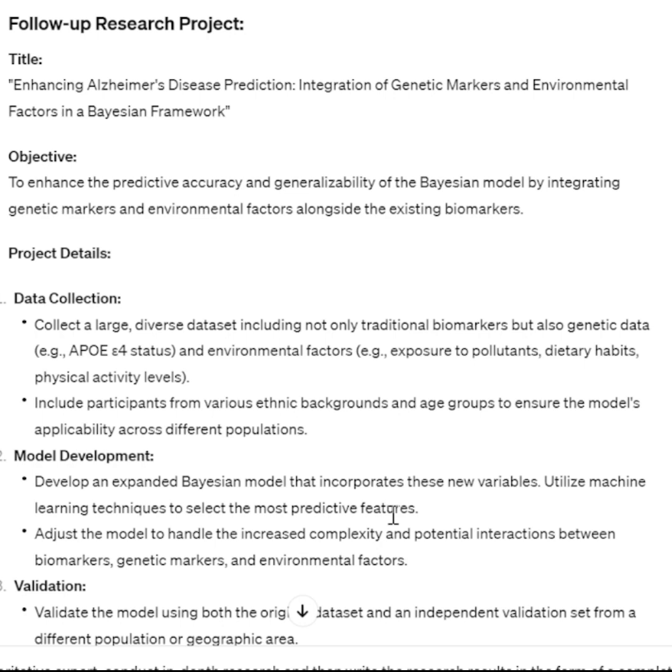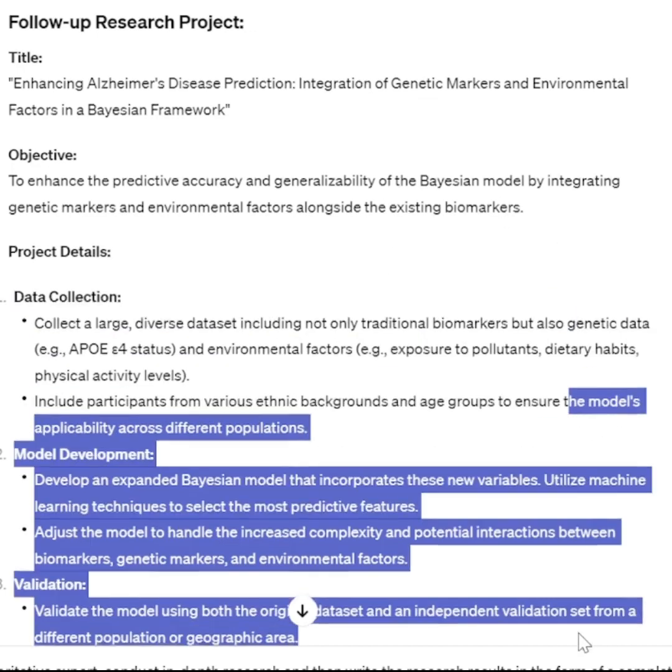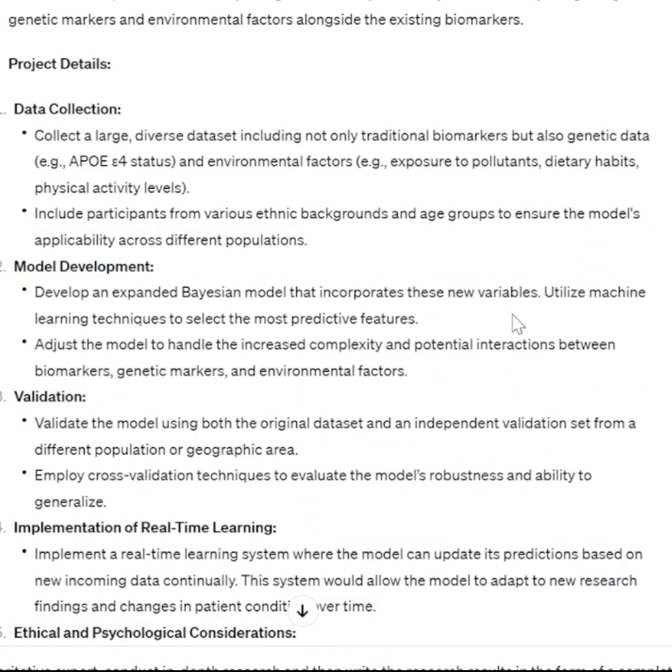Follow-up research project. Title: Enhancing Alzheimer's Disease Prediction, Integration of Genetic Markers and Environmental Factors in a Bayesian Framework. Objective: to enhance the predictive accuracy and generalizability of the Bayesian model by integrating genetic markers and environmental factors alongside the existing biomarkers. Project details.